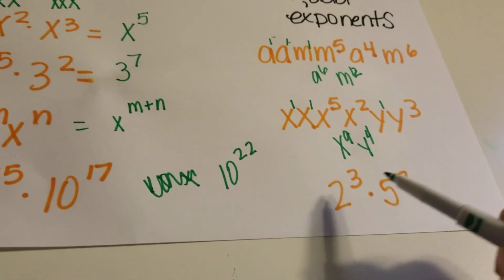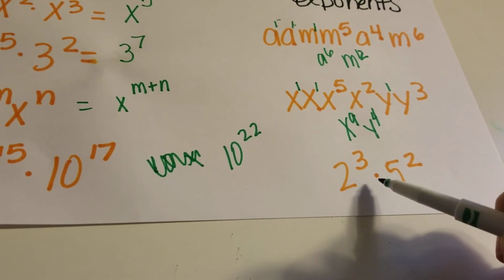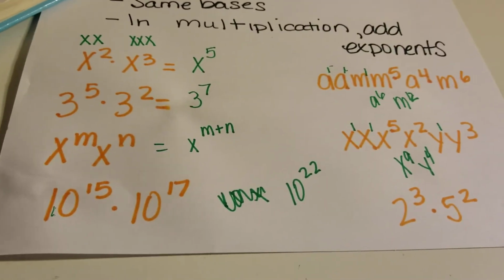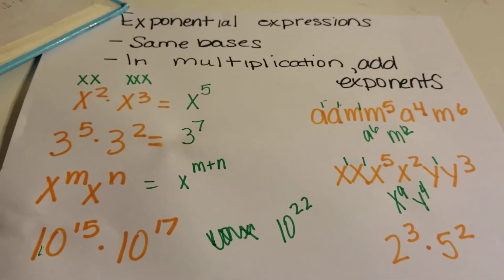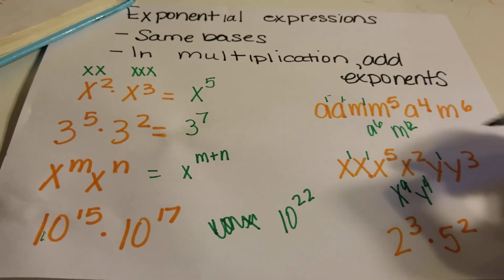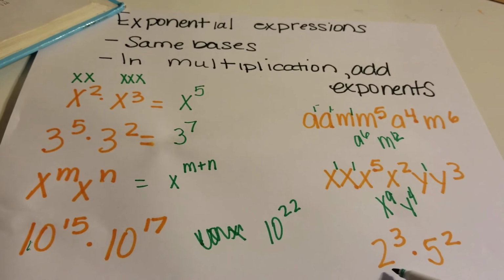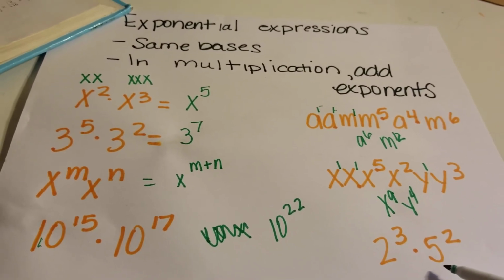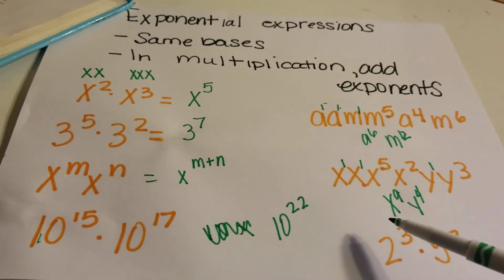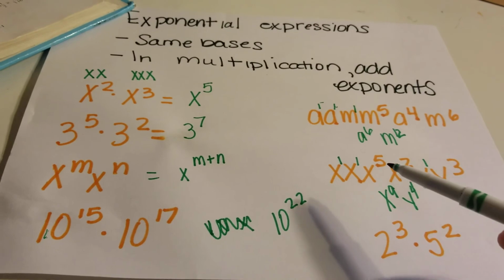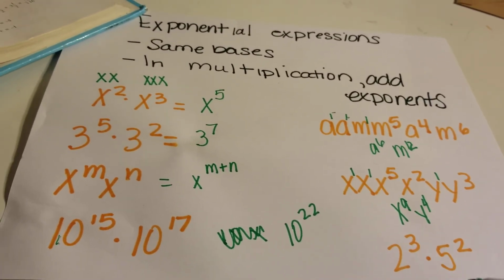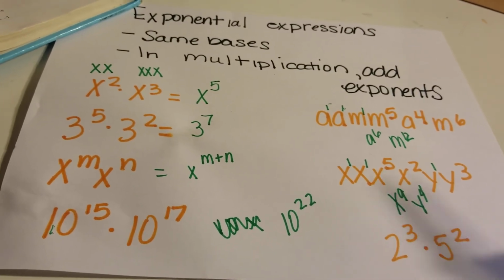Okay? So now we have 2 to the 3rd times 5 to the 2nd. I want you to see there's a problem here with this one, and it's similar to the other examples on the side. This has a base of 2. This has a base of 5. That cannot be simplified any further. Those bases are not the same. I cannot just add those exponents, just like I can't add the exponents of x and y or a and m. I have to keep them separate. I can't simplify this anymore. It's done. Okay. All right.